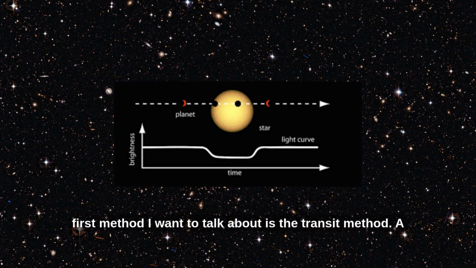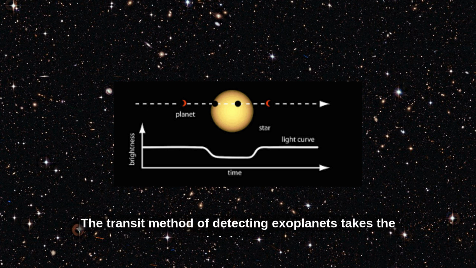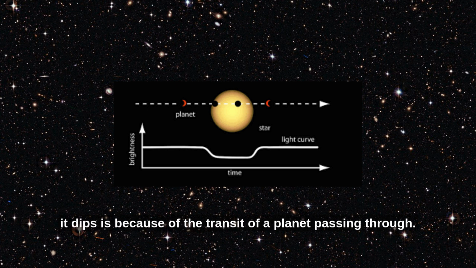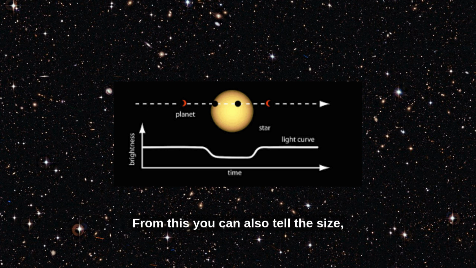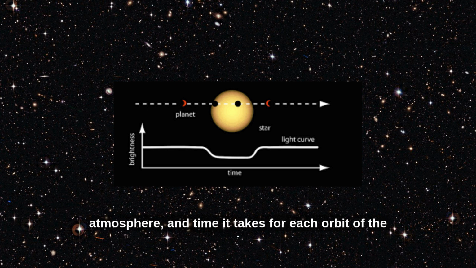First method I want to talk about is the transit method. A transit is when a planet passes between a star and the observer. The transit method of detecting exoplanets takes the brightness of a star and looks for when the brightness dips. When it dips, it is because of the transit of a planet passing through. From this, you can also tell the size, atmosphere, and time it takes for each orbit of the exoplanet.